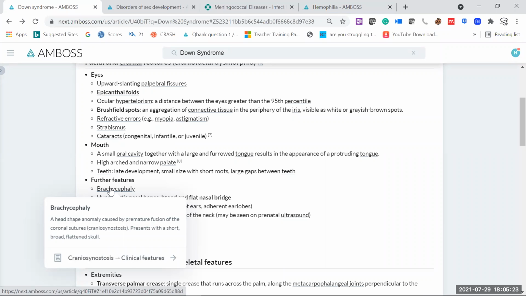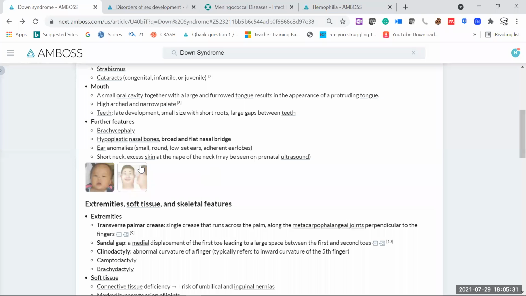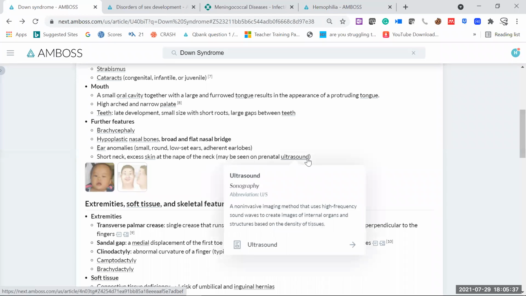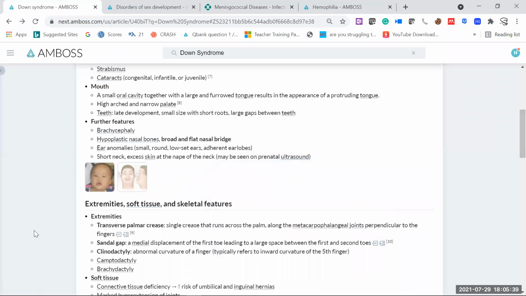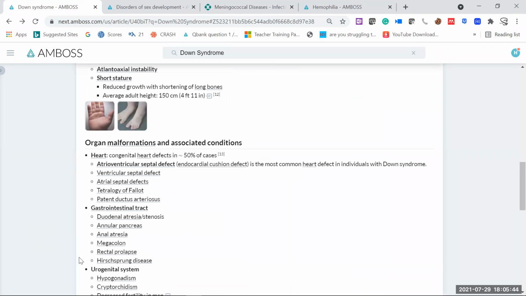So their hands are not properly well developed in these babies. You can find ear anomalies also, very low set ears in these babies. Short neck, they may have short neck. Excess skin at the nape of the neck may be seen in prenatal ultrasound. So that will give you a clue on ultrasound. But anyhow, ultrasound can easily detect, NT scan can detect these type of anomalies. So you can just go over these things.